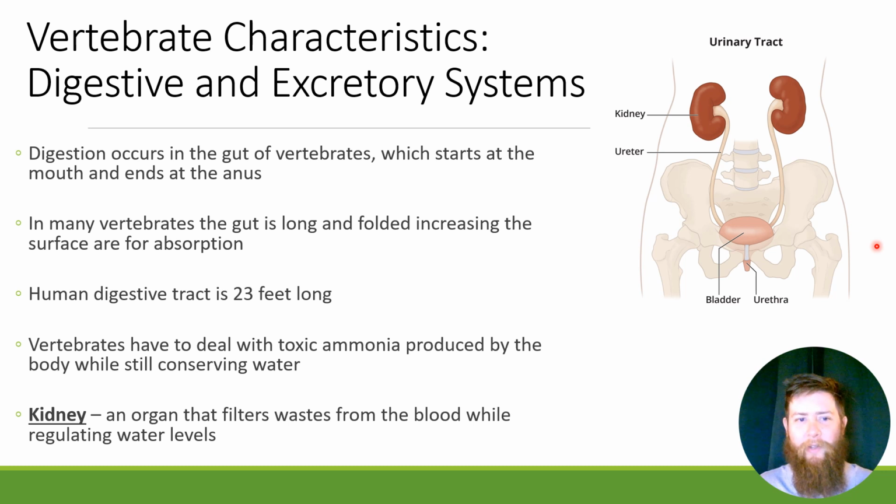We also have to deal with toxic ammonia produced by the body while still conserving our water. That's our excretory system. For this, we have the main organ of the kidney, which filters waste from the blood and regulates water levels. This ammonia that we pull out is really toxic, so we usually dilute it in urine so that it's not toxic. But that's why it's important to stay hydrated and to not let those concentrations build up.